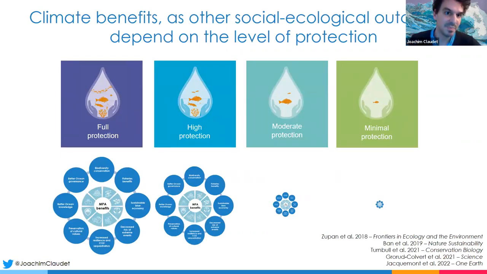So what we can say from that is that climate benefits, like other social-ecological outcomes, and the literature on that is increasing, do depend on the level of protection, even for the social ones. All the papers here are meta-analyses. I've added the new one that I've just presented to you, but the others are meta-analyses or reviews. They all show that outcomes are tied to the level of protection. Fully protected areas deliver most of the positive outcomes, then for highly protected areas there is a decrease, and then there is a very strong quantitative and qualitative gap with other levels of protection.